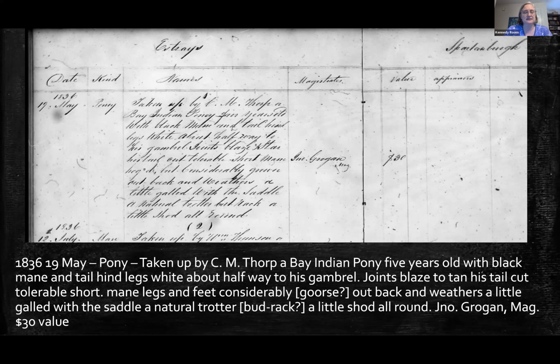Mane, legs, and feet considerably gorse. I can't read the handwriting there, and I don't know enough about horses to know what the terms might be. Outback and weathers a little galled with the saddle, a natural trotter. Again, a word I couldn't read. A little shod all round. John Grogan, magistrate, assesses a $30 value.